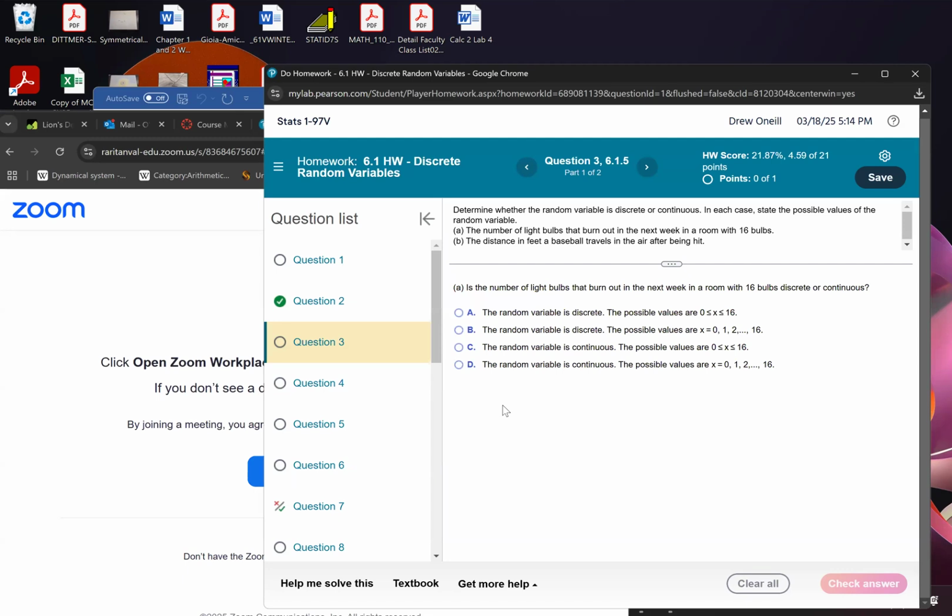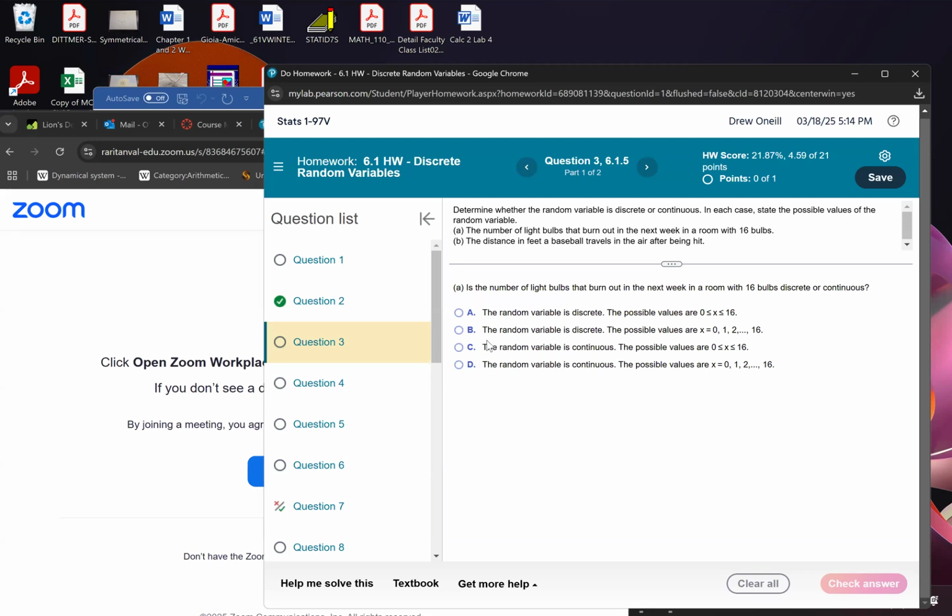So a light bulb, is that discrete or continuous? And it's a really perfect example of what the difference is. Discrete are things that have to be integers. Like you can't have half of a light bulb. You can only have 1, 2, 3, 4, 5, 6, or 0. Things that are continuous are not as obvious.